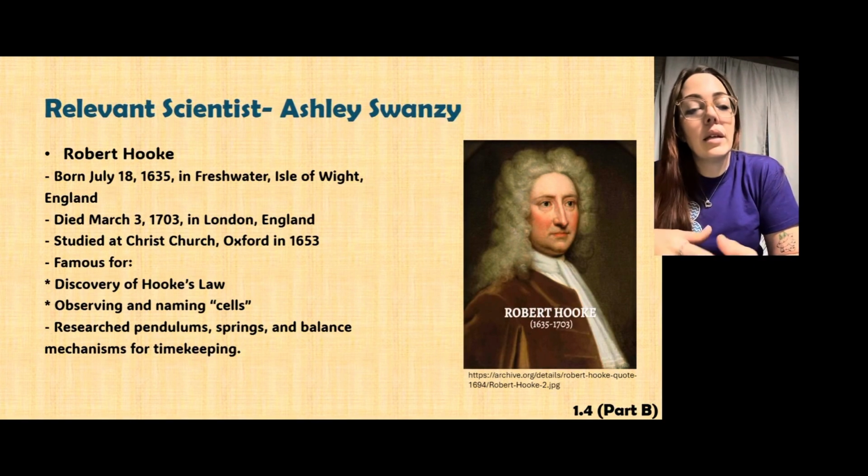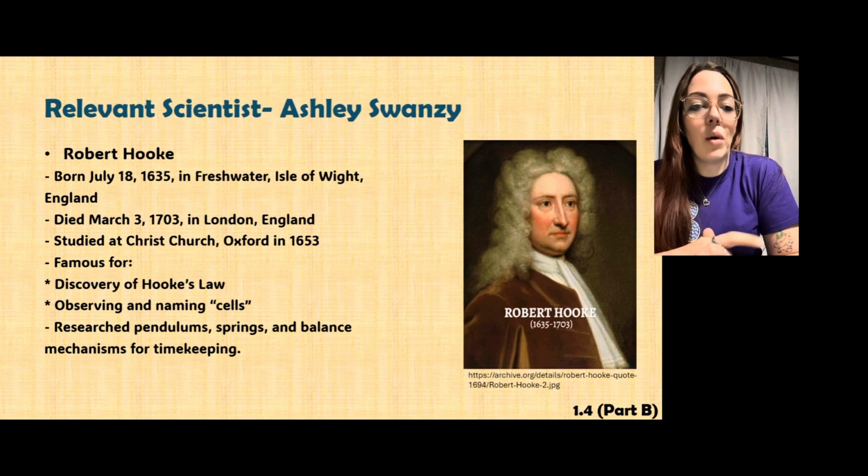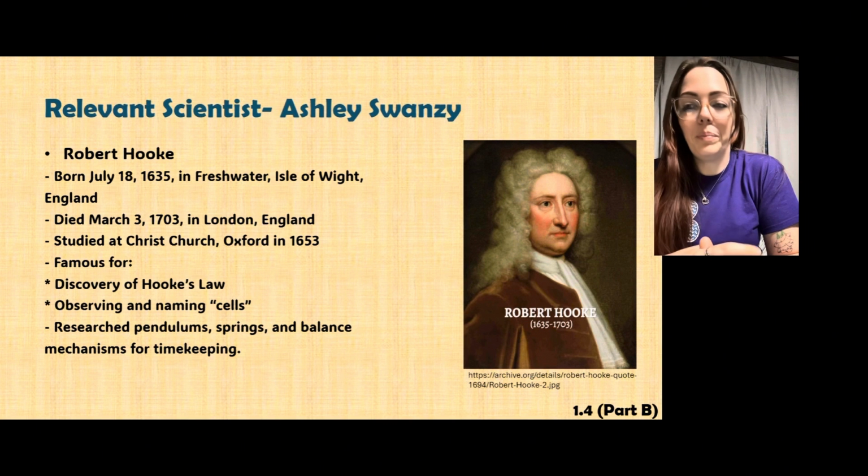One of the scientists that is related to Hooke's law is Robert Hooke. He was born July 18, 1635, in Freshwater, Isle of Wight, England. He died at 67 on March 3, 1703, in London, England. He studied at Christ Church, Oxford, in England, but before that, he attended Westminster School in London.